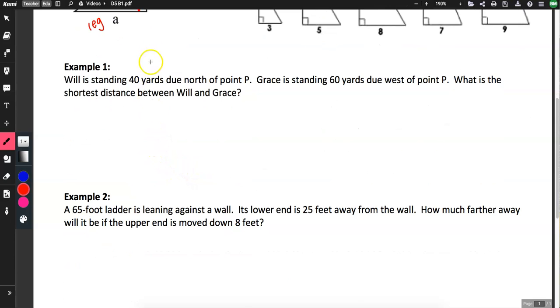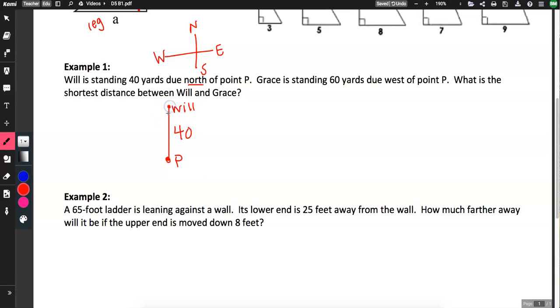So Will is standing 40 yards due north. Okay, so let's review our cardinal directions. So we have north at the top. Never eat soggy waffles, right? North, east, south, west. So Will is standing due north of point P. So let's draw point P. Here is Will. And he's 40 yards above it.